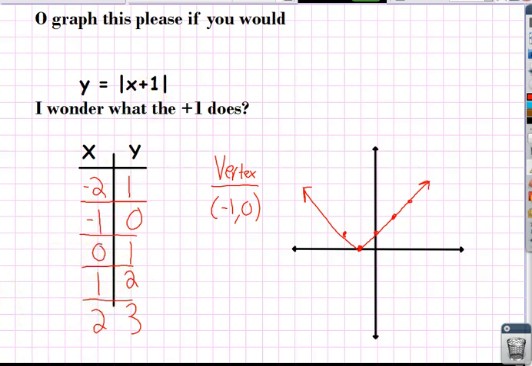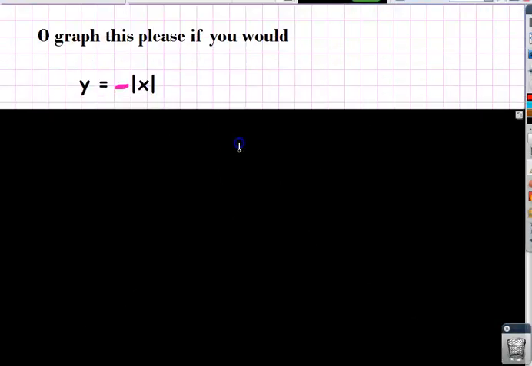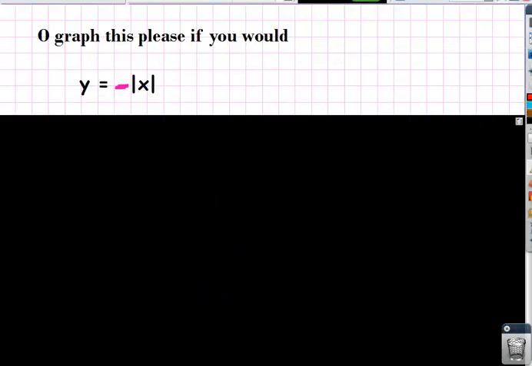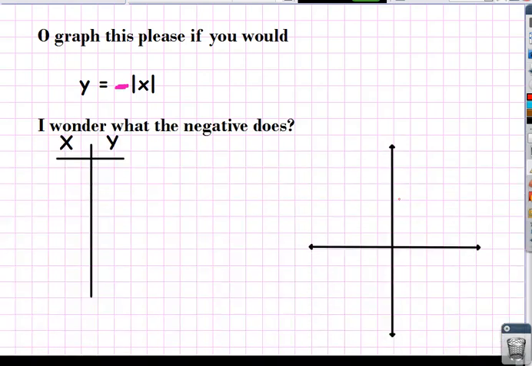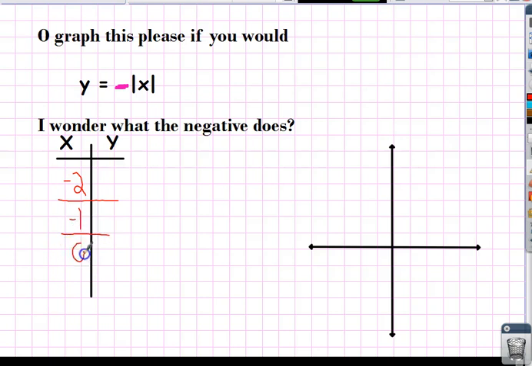Moving on. So, now, if you would, graph this following item. I wonder what the negative does. Shocked face. Let's go ahead and use my T-chart again. Now again, the world is your oyster, and as the kids say, you do you. However, I'm going to keep it simple here.